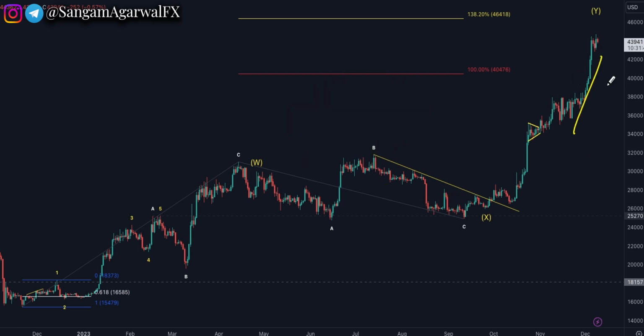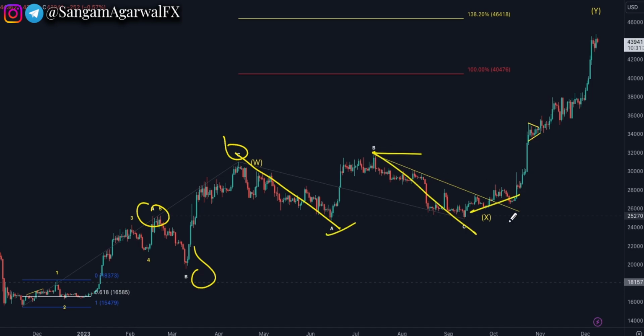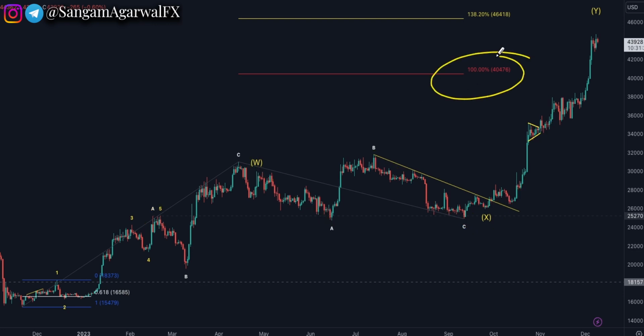So your new rule, and your first ABC wave, then wave W, flat ABC correction, wave X. Now we are in the final wave Y. Last week there was a 100% projection breakout. So the next target is the 38% projection, 46,418. This is your next big resistance.